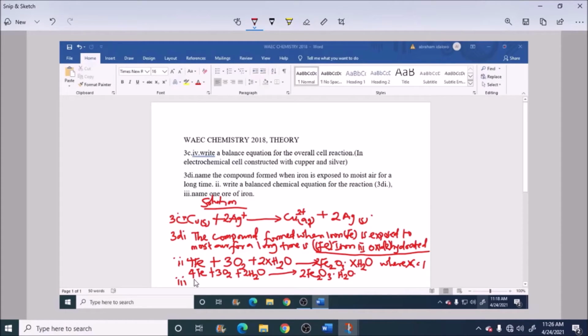Then we have different ores of iron. The iron ores are hematite as one of the iron ores. Then we have magnetite as one of the iron ores, but we are just asked to name only one here, so we can just pick one out of the iron ores. So we can pick either hematite or magnetite as the iron ore being asked to give.